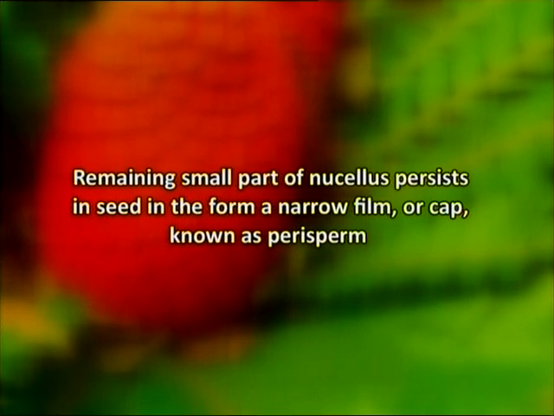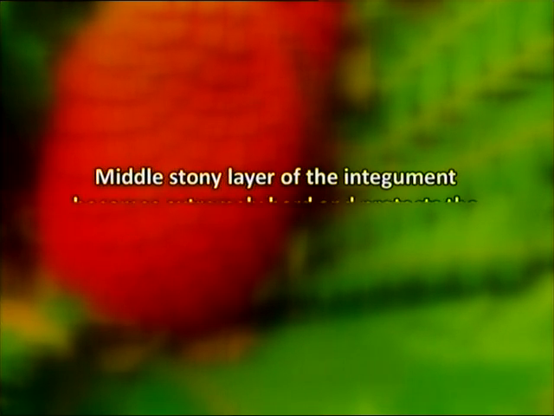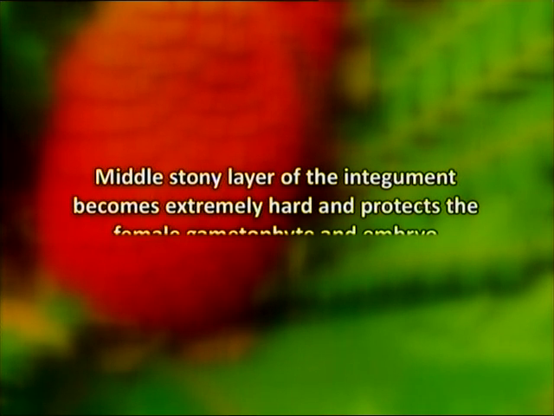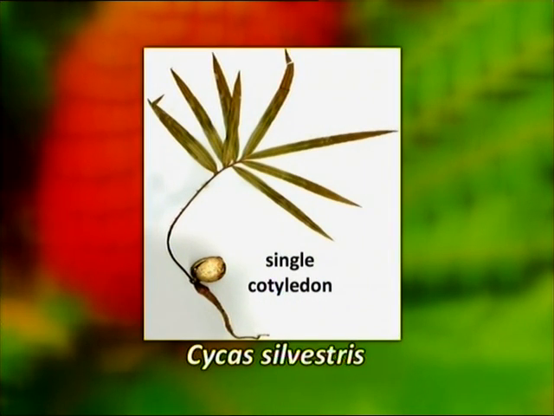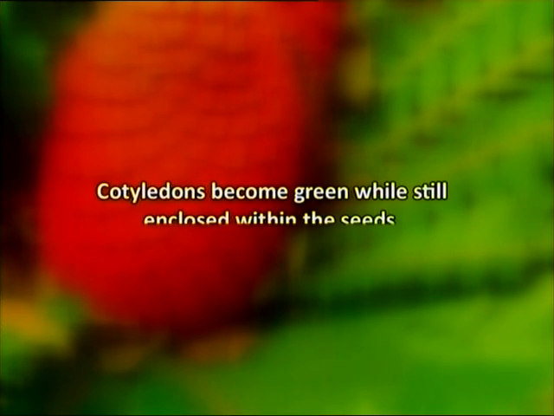known as perisperm. Since there is no closed ovary, true fruits like that of angiosperms are not found in gymnosperms. The developed ovules remain naked. Middle stony layer of the integument becomes extremely hard and protects the female gametophyte and embryo. Cotyledons may be one or two as in Cycas, or a whorl of many as in Pinus. They become green while still enclosed within the seeds.